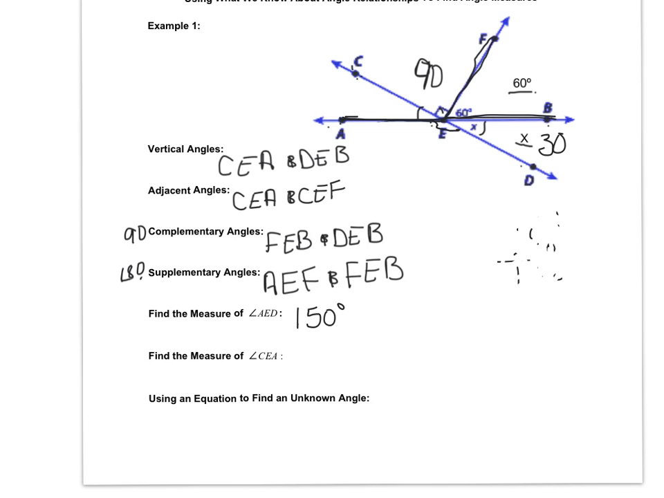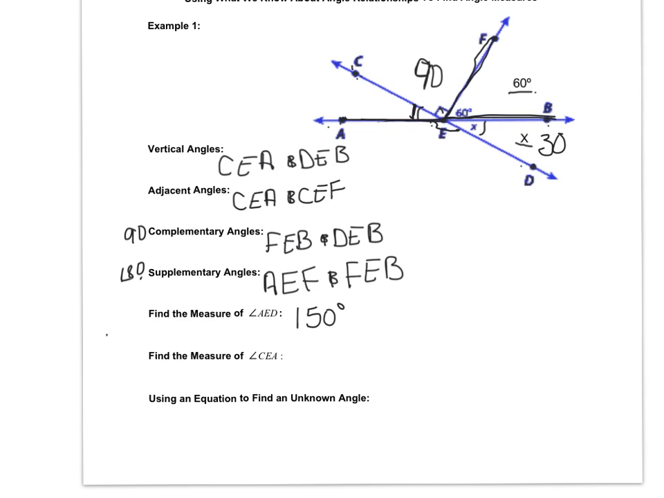Let me quickly erase this for you. There we go. Now we can look for finding the measure of CEA. So measure CEA, that is this smaller angle right here, this angle right here.